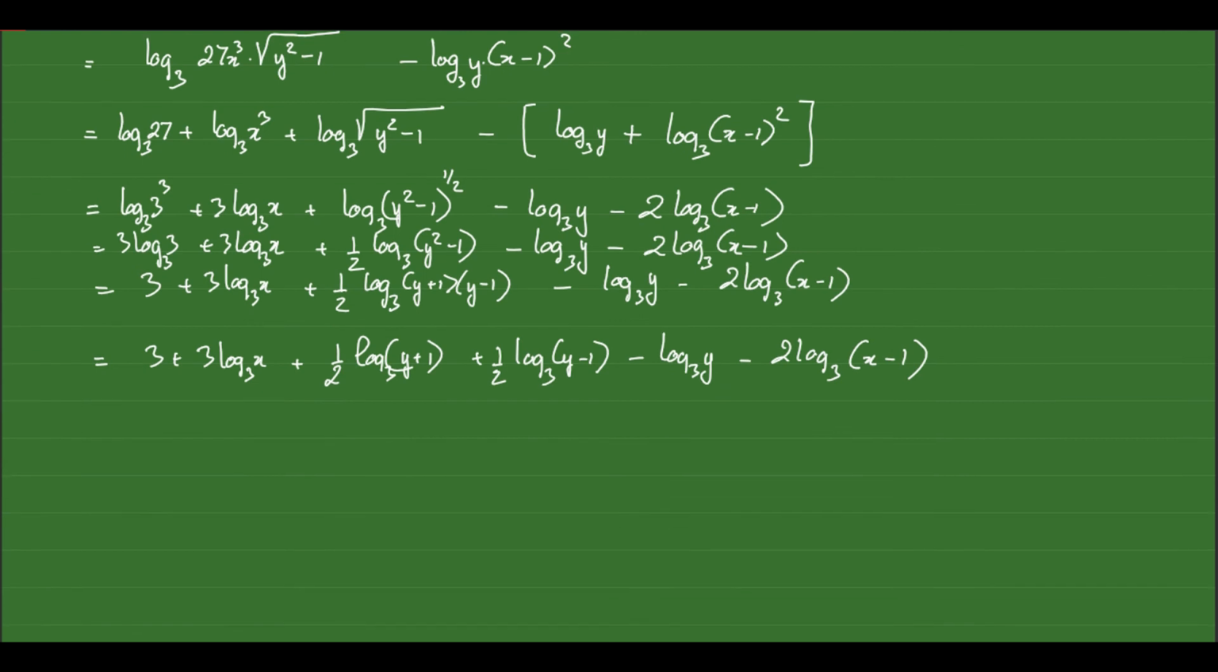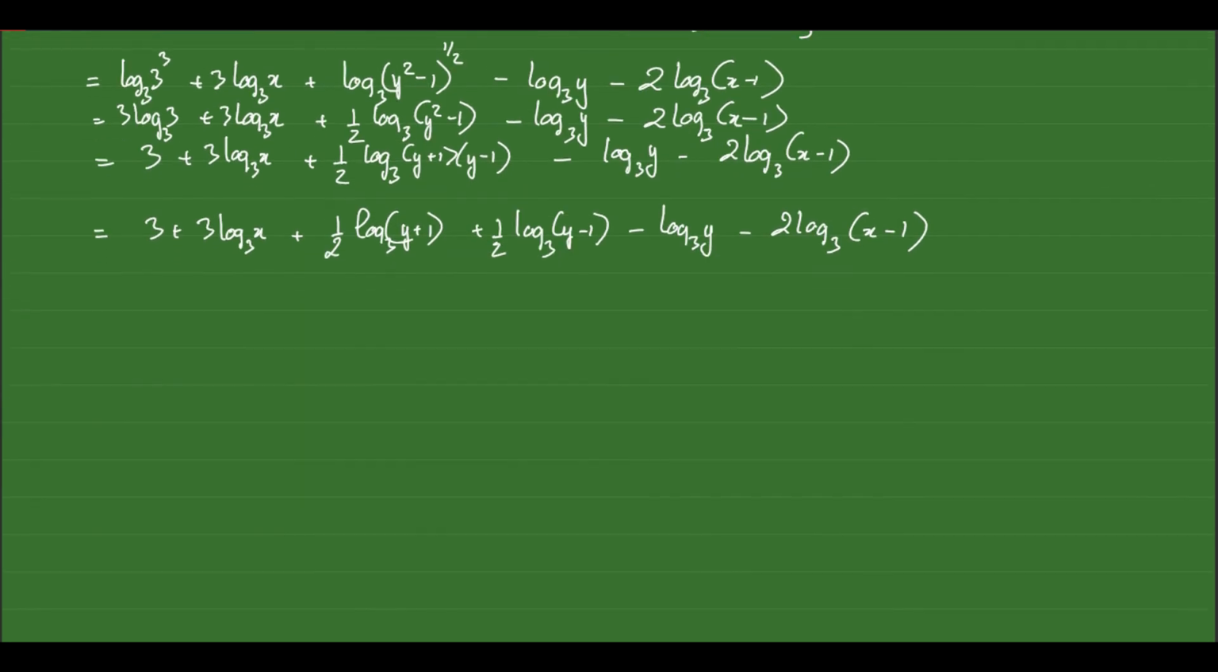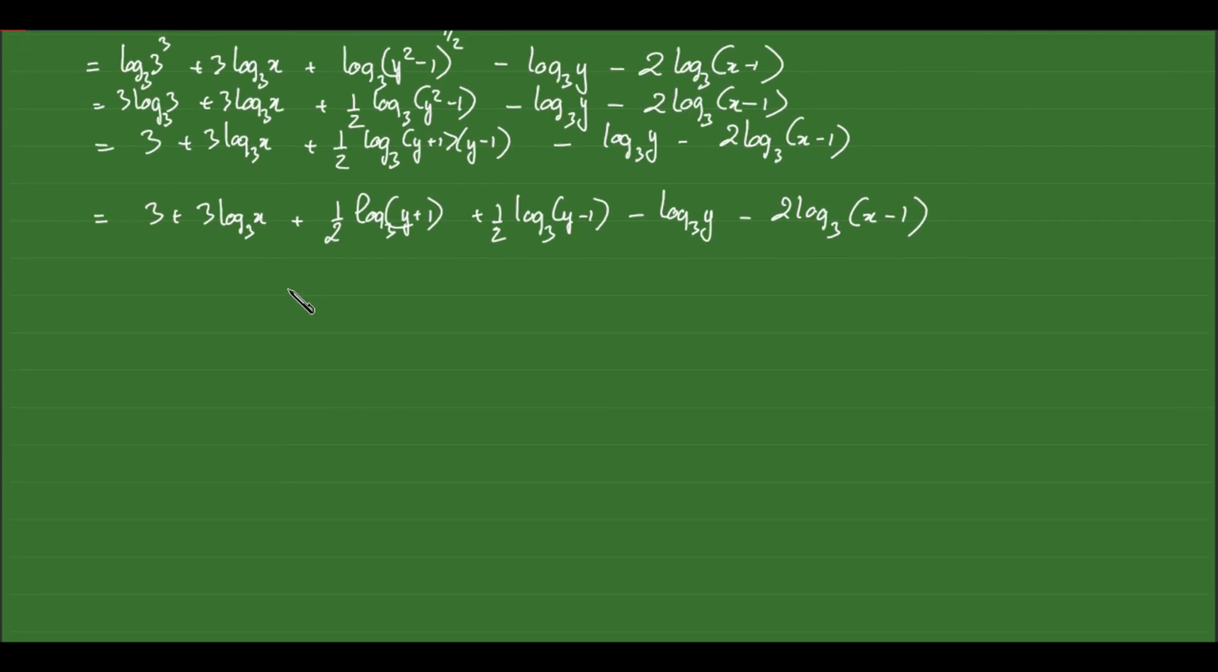Now let's do the reverse process of expansion. The reverse process of expansion is called compression. In the expansion process, we convert from a product to a sum, and from a quotient to a difference. In the compression process, sometimes called the condensation process, we want to go from a sum to a product, or from a difference to a quotient.